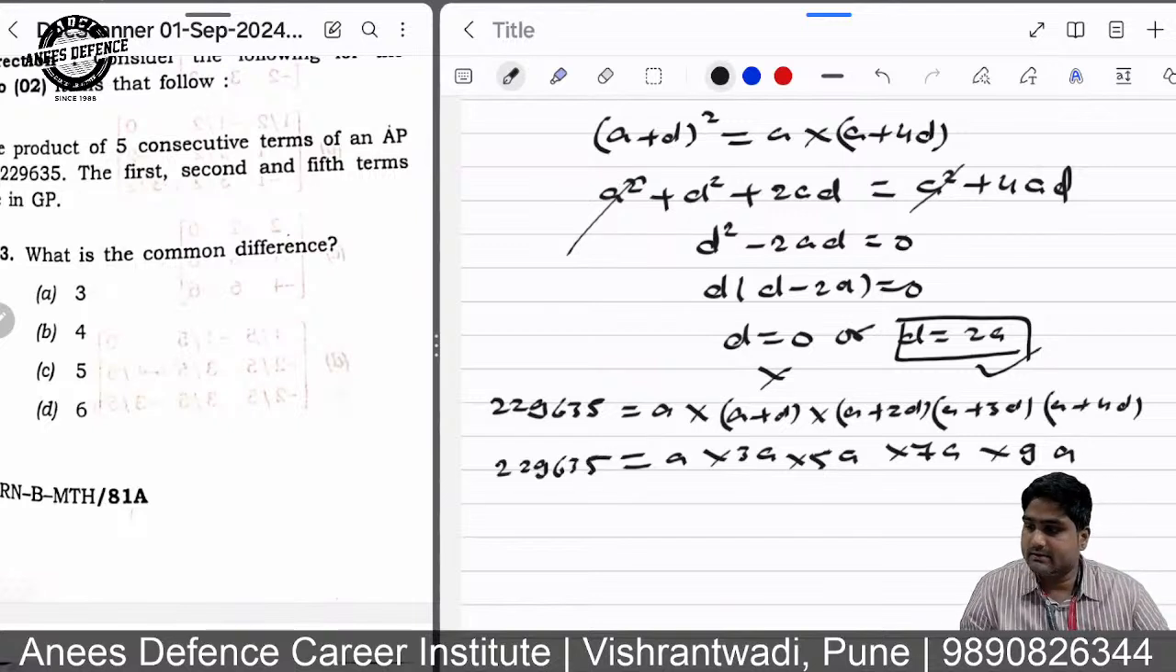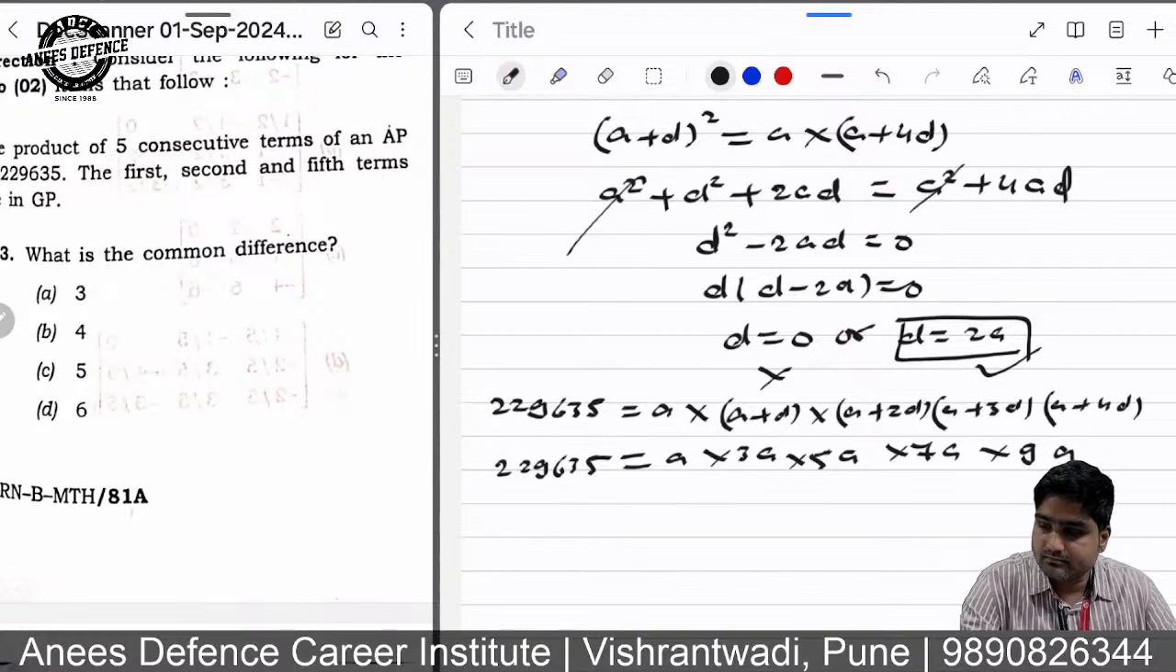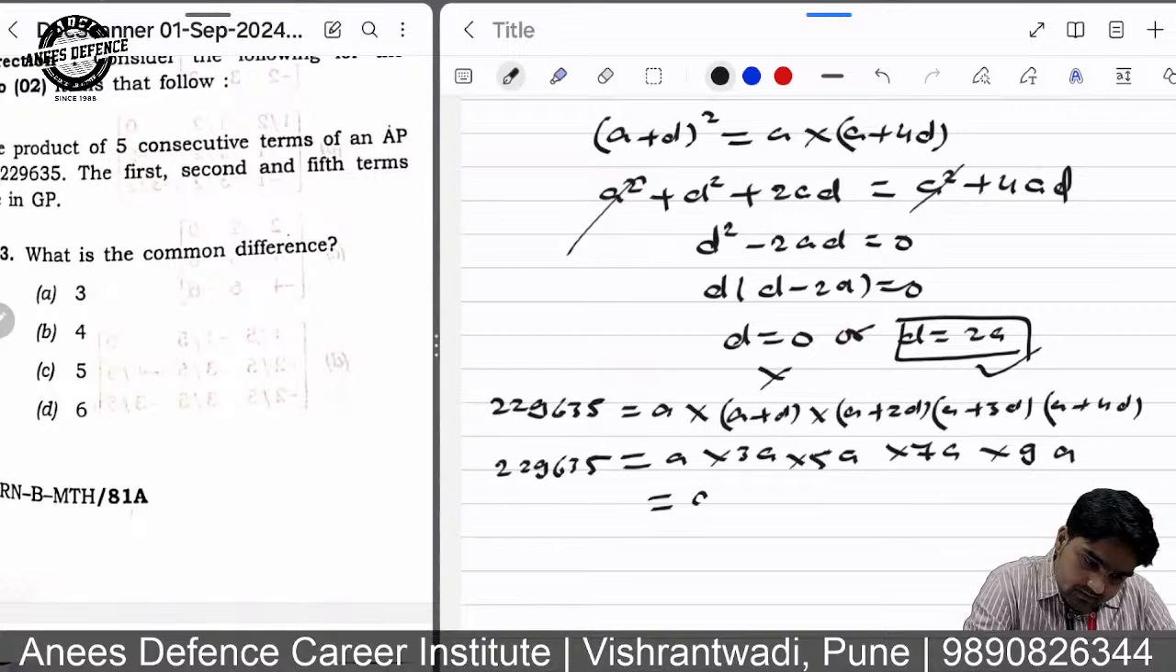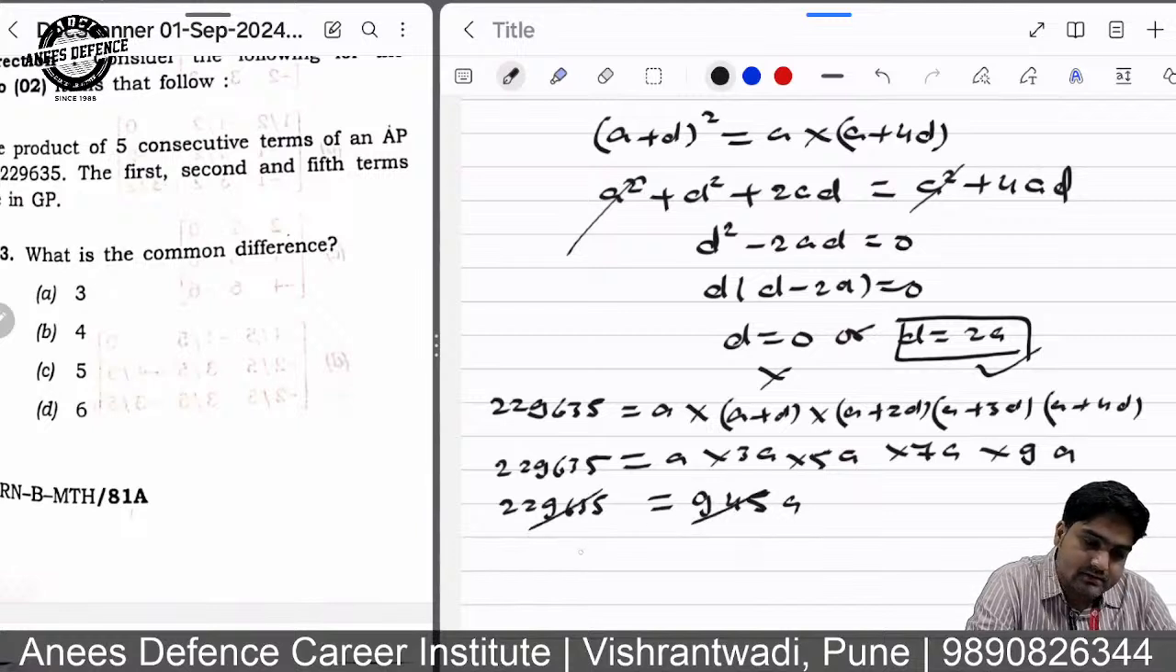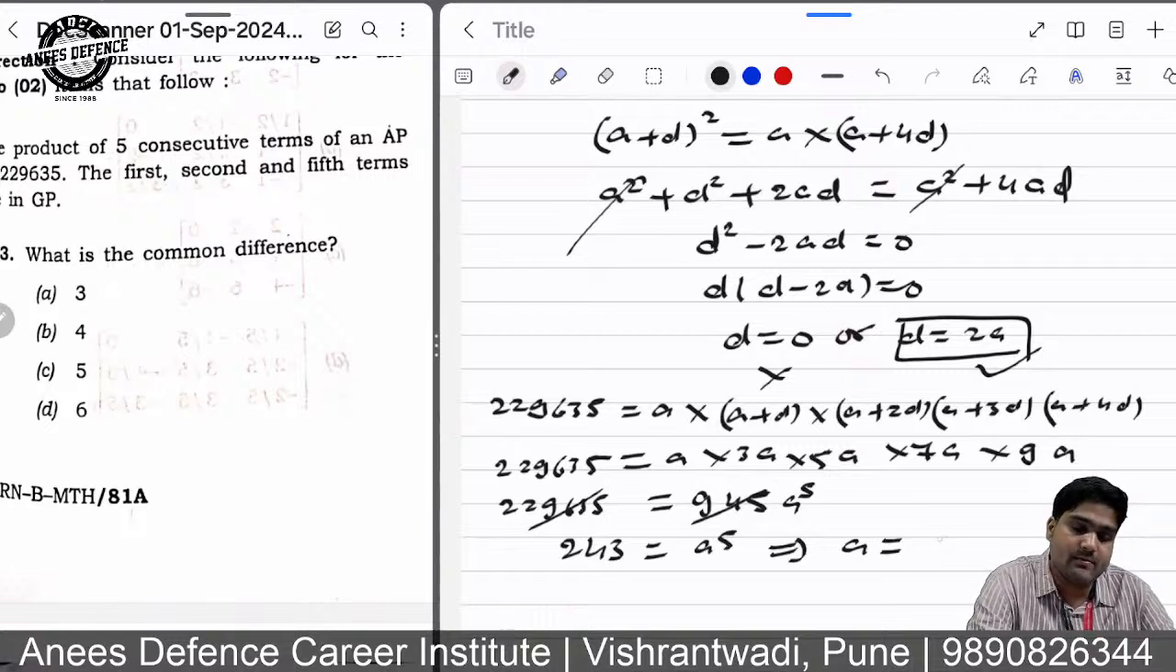229635. So the value for this one is 945 times A, 229635. 945, this one gets cancelled out, so 243 equals A raised to power 5. Now the value of A is 3, because 243 is 3 raised to power 5.